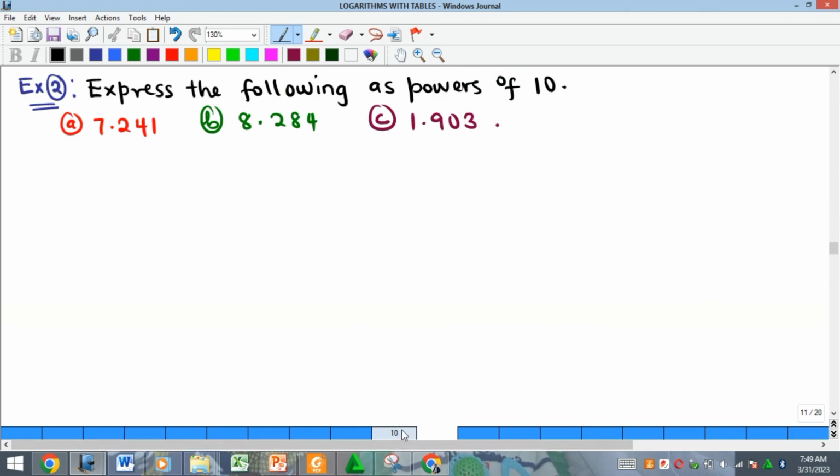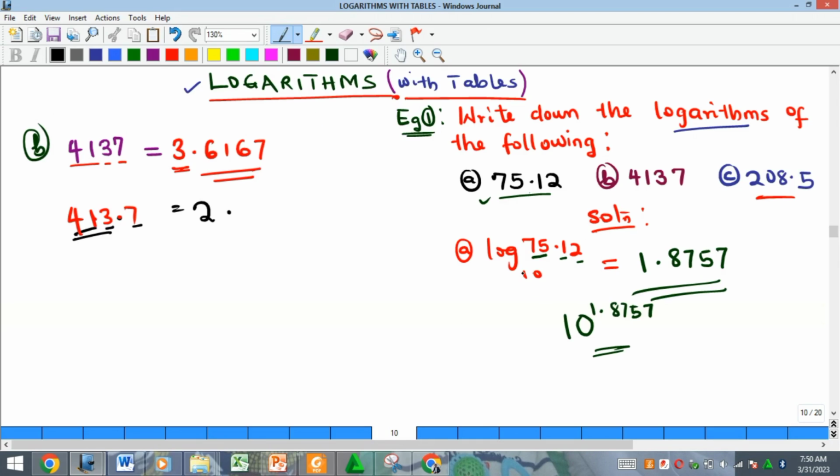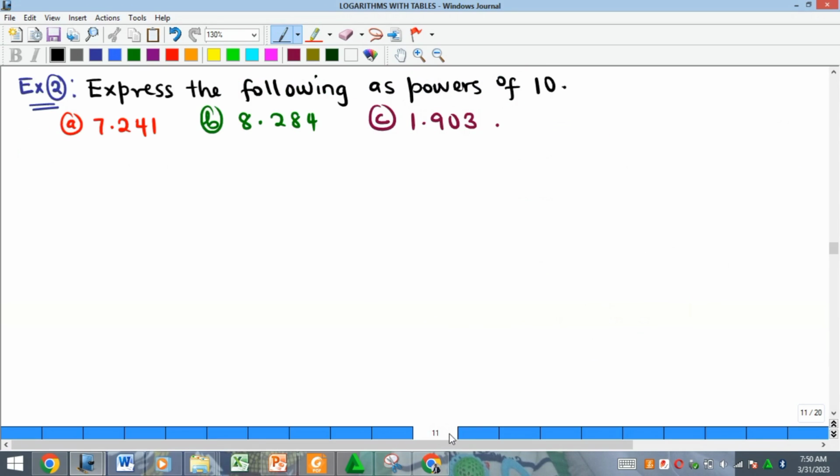Now let's look at the next. So for the next examples, look at this. It says we should express the following as powers of 10. So this is another way of asking us to find the logarithm of this. When you find the logarithm, you just put it in power 10, just like I did here. So I actually expressed 75.12 in powers of 10 here. So that's actually what that question is asking us to do.